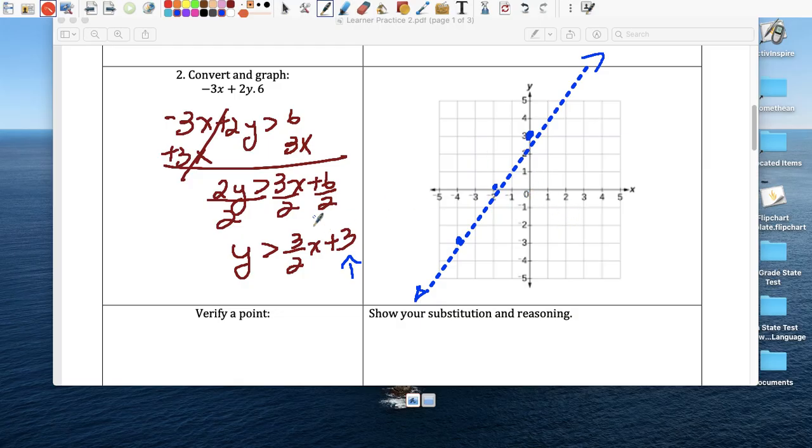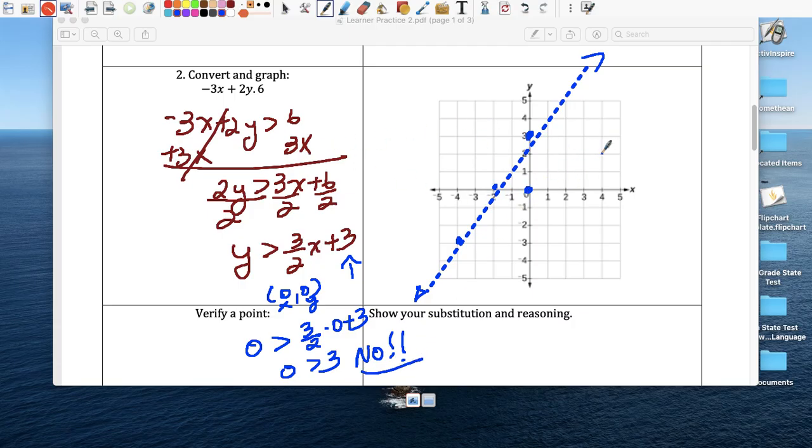Take the point 0, 0, see if it works. If you take the point 0, 0, replace x and y with 0. So we get 0 greater than 3 over 2 times 0 plus 3. 0 is greater than 3. Is 0 greater than 3? No, it's not. So that means that this point failed to satisfy that inequality, and therefore this point will fail, this point will fail. Any point that's on this side will also fail. So we don't want those points. We want the points on this side.